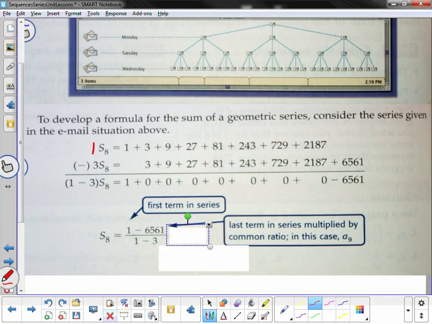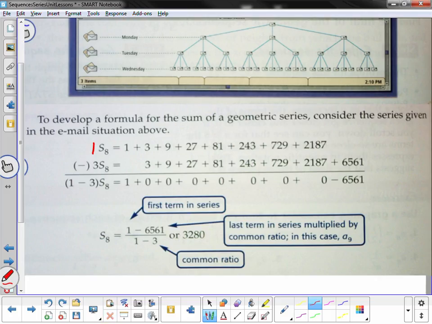Okay, there we go. The 6561 is the last term of our series multiplied by the common ratio. So this is really our 8th term, a sub 8, times 3. So it's really the 9th term. Something to consider there. So whatever the last term is, multiply by that. And then on the bottom, we have the common ratio, which is 3. So now if I clean this up, I get this handy-dandy little answer of 3280.